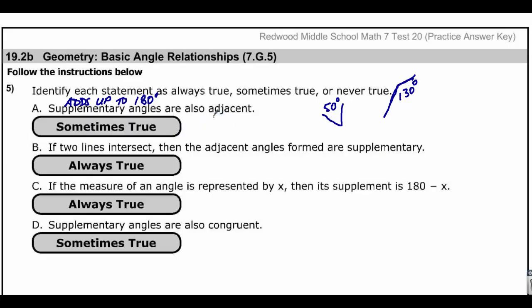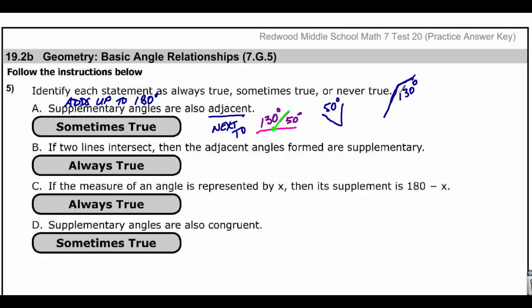Well, those aren't adjacent. Adjacent means next to. Remember, they have to share. Let me just draw a set of adjacent angles. Remember, adjacent angles have to be angles that share a vertex and they share one side. So if you had these two angles, if this was your 50 right here, and this was your 130, then yes, they would be both supplementary and adjacent.